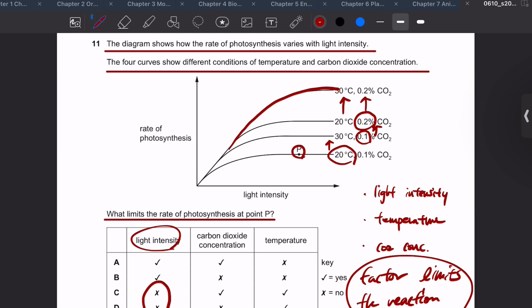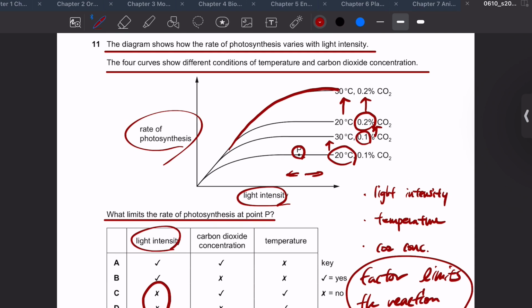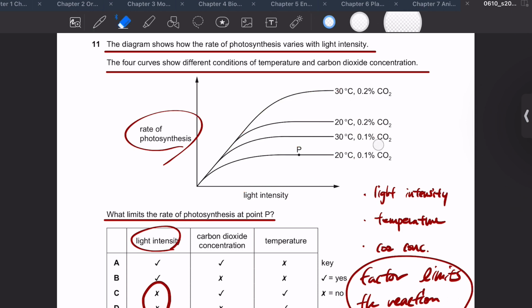So at P, you can see that the light intensity will increase or decrease. The light intensity is doing nothing on the rate of photosynthesis. It's not affecting much. It's actually not affecting at all. But the others, like the temperature and the concentration of the CO2, do have an effect. So if you change the temperature to 30 degrees Celsius, you can see the rate of photosynthesis gets increased. You can also see that by increasing the concentration of carbon dioxide, the rate of photosynthesis gets increased.